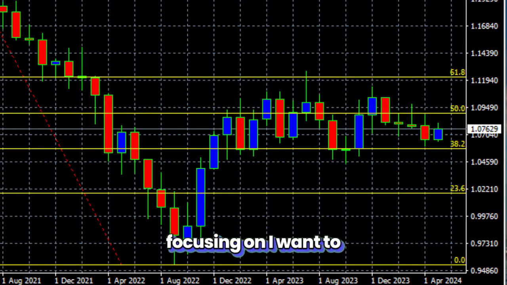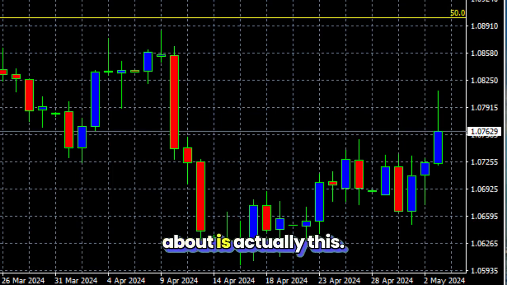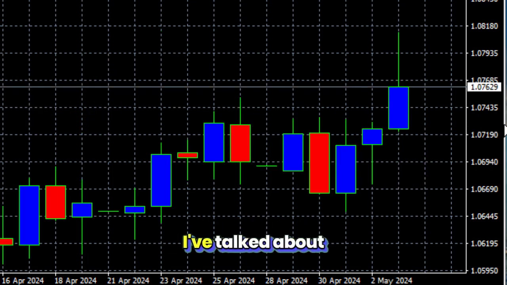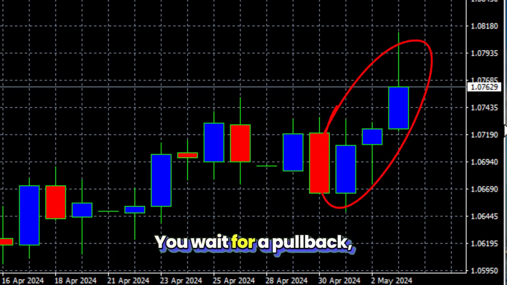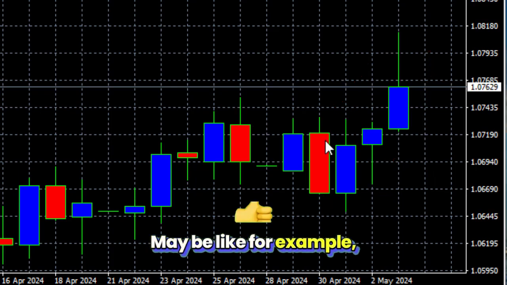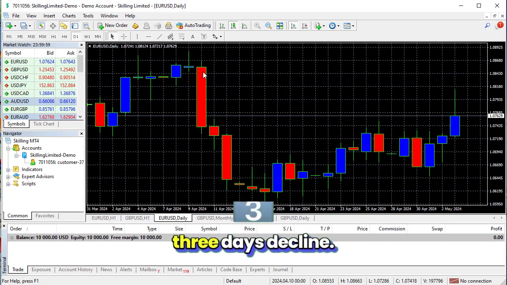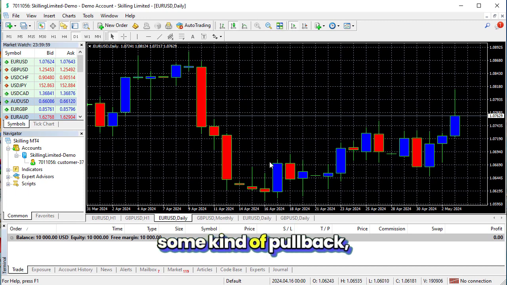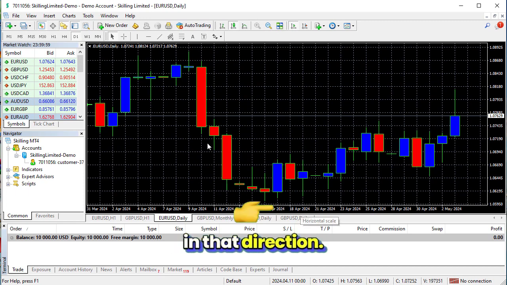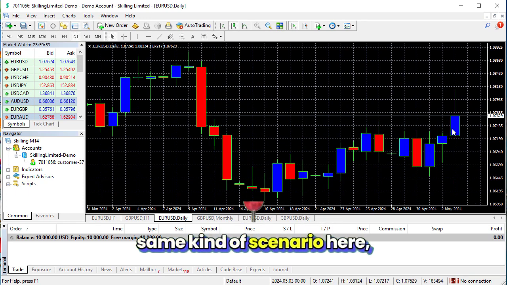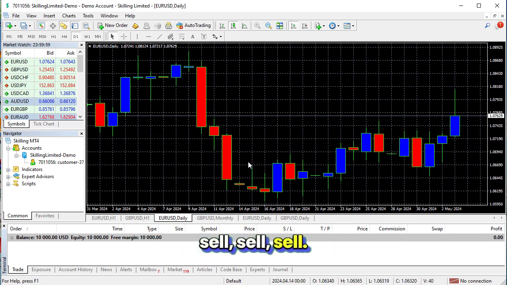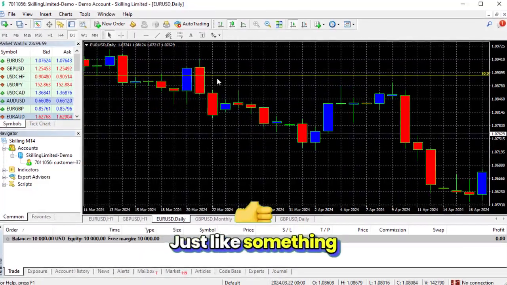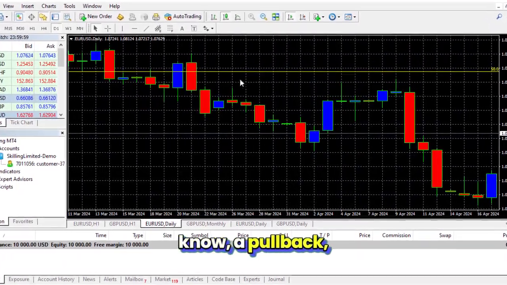Now the opportunity I want to talk about is this. If you know me, I've talked about this strategy many times, which is three days in the same direction. You wait for a pullback, then you take a buy or a sell, depending on the case. For example, if we had three days of decline, you wait for some kind of pullback, then you follow it in that direction. So we have the same kind of scenario here: buy, pull back, you follow it, or sell, you follow it, just like that.